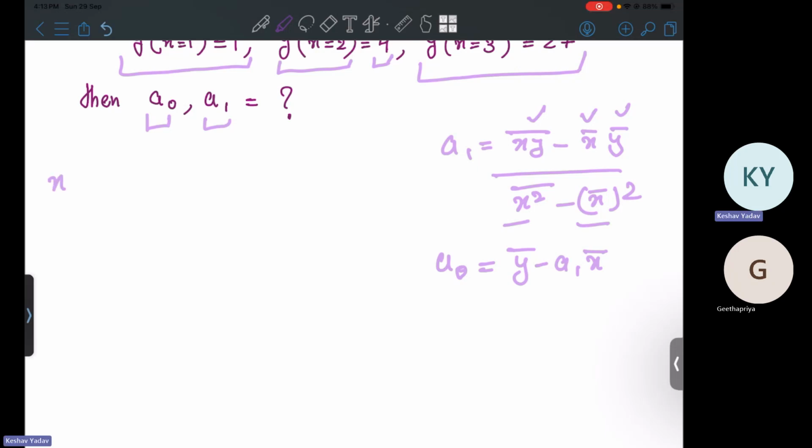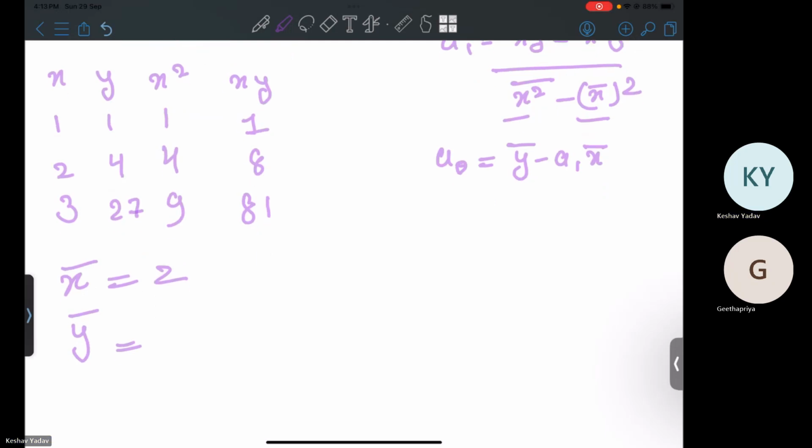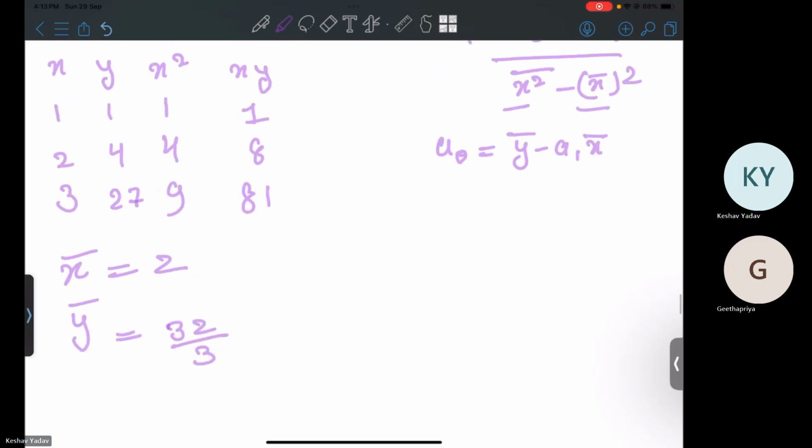You make a table like that: X, Y, X square, XY. Okay, this is 1, 2, 3, and 1, 4, 27. So X square will be 1, 4, 9. XY will be 1, 8, 81. Now you find the summation. X bar will be equal to 2, Y bar will be 32 divided by 3. Similarly, X square bar will become 14 by 3.